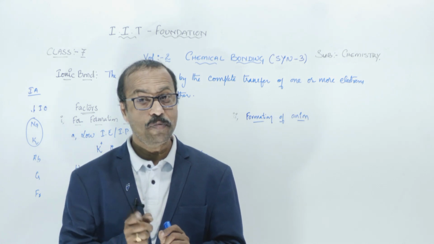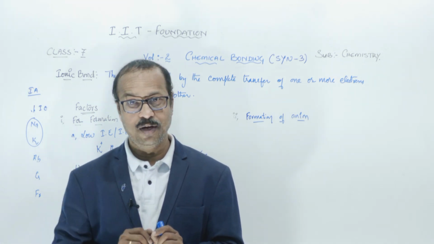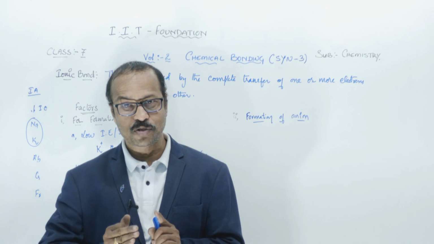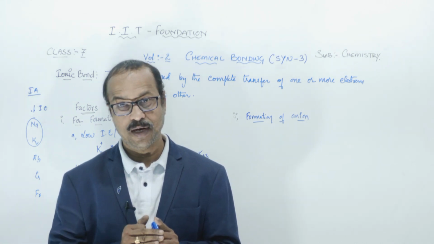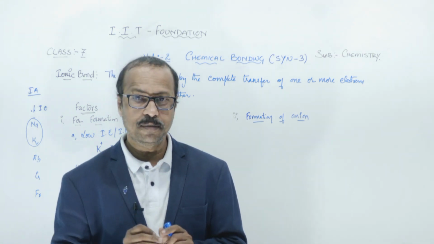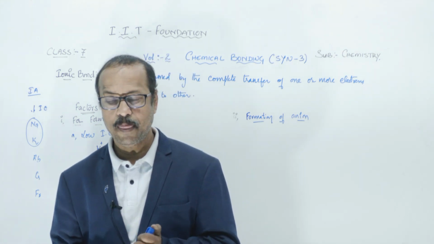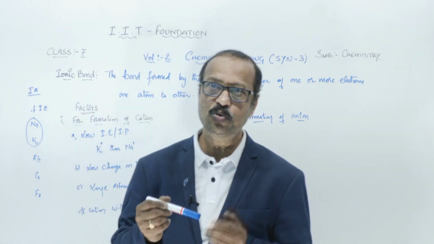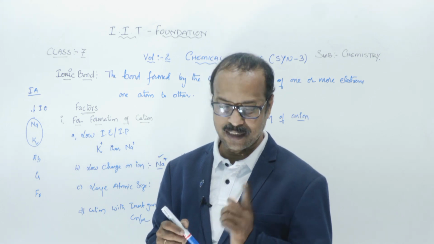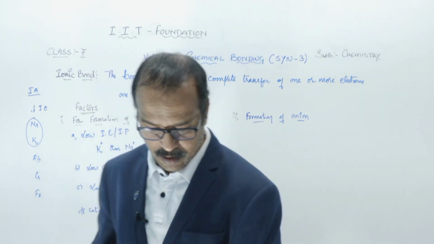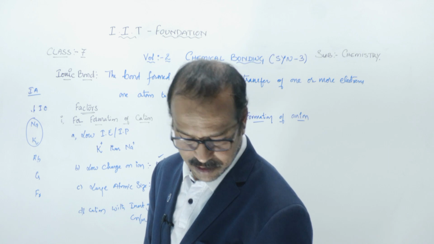Then come to magnesium. Magnesium is a little farther from neon than sodium. Right. So sodium can form the cation easily. Similarly, I'll give other examples, like calcium and zinc.